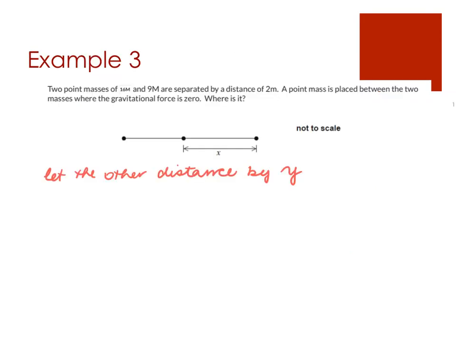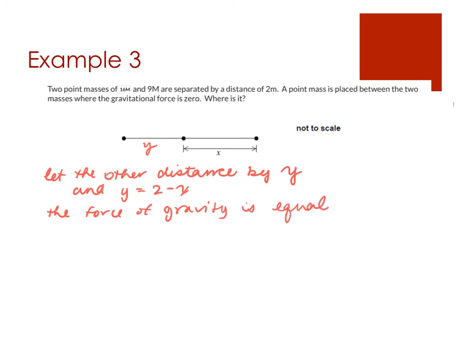Okay, in our final example, 2 point masses of 16m and 9m are separated by a distance of 2 meters. A point mass is placed between the two masses where the gravitational force is 0. Where is it? Well, let's start off by saying let the other distance be y. So that would be this one right over here. This is going to make our math a lot easier. So we also know that the total distance is 2 m, so a little later we'll have 2 minus x will be also y. So at that point in the middle, the force due to gravity is equal. That's what the question gives us.